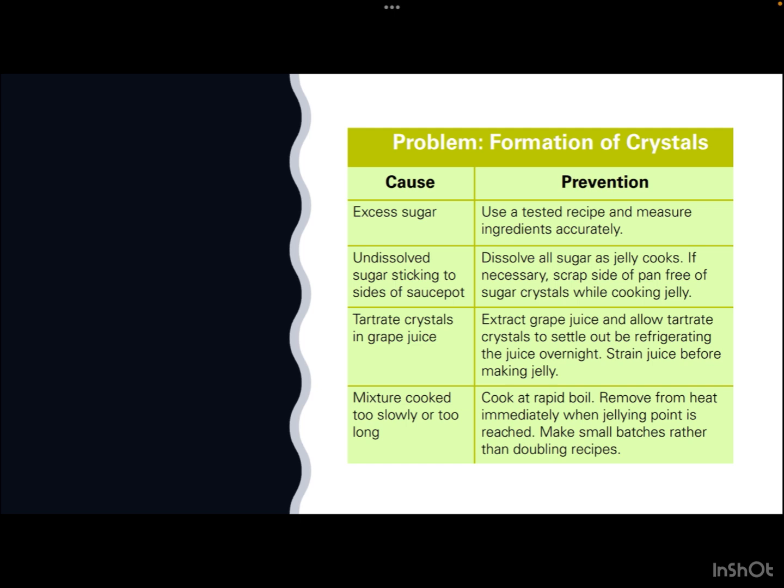The next cause could be the mixture being cooked too slowly or too long. To avoid that, we need to cook at a rapid boil and remove from heat immediately when the gelling point is reached. I know you must be aware of the gelling point. We already discussed 104.5 degrees Celsius, or when it reaches a TSS of more than 65, like we have to make it reach 68.5 degree Brix. We also need to ensure that we make smaller batches rather than larger quantities to save time.